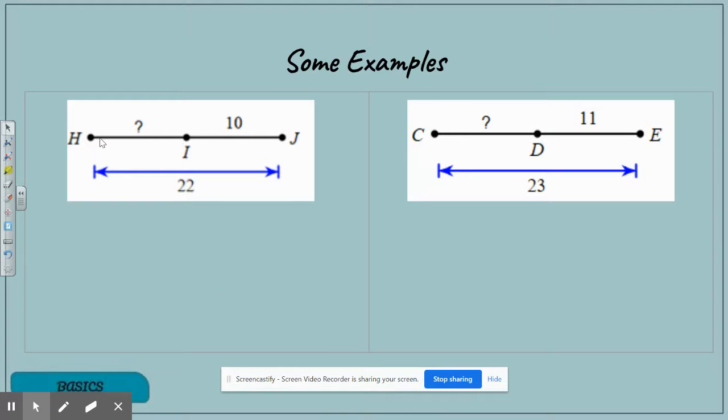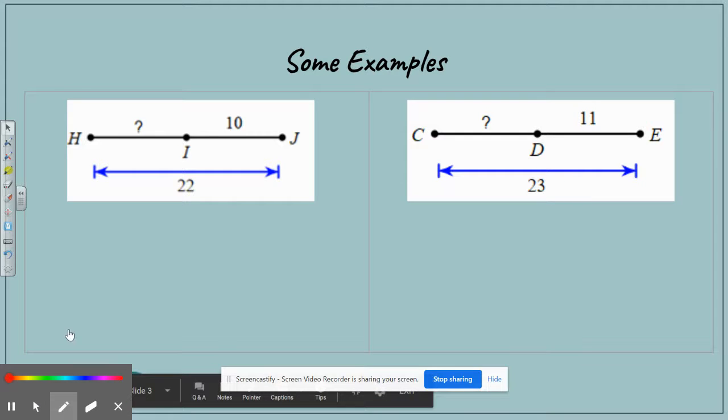So here we have two examples. The first example shows a segment HJ that is 22 units long. We know this part, IJ, is 10 units long. So how long would HI be? Well, 10 plus 12 is 22. So HI would have to be 12 units long.